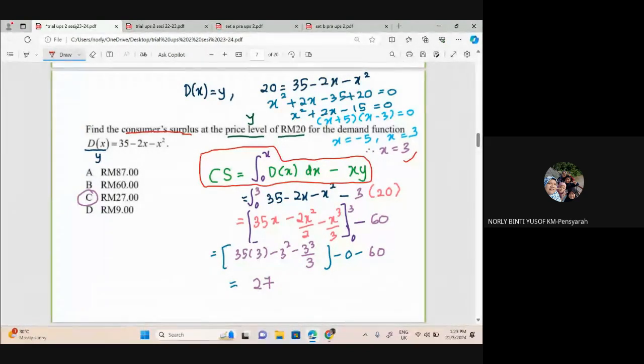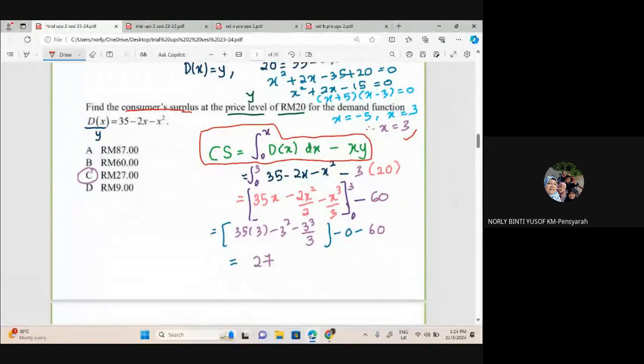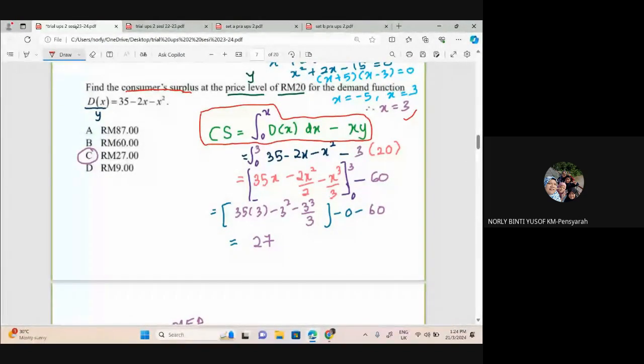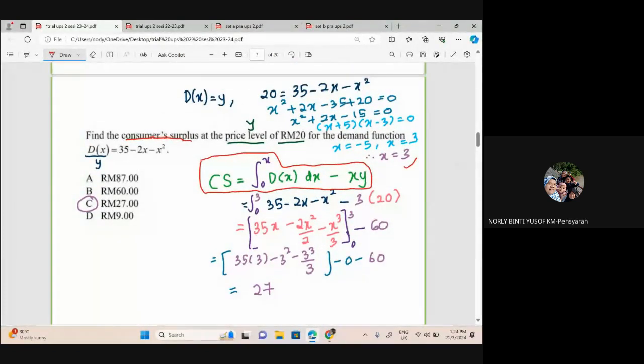So integrate, power increasing. 35x minus 2x squared over 2 minus x to the power 3 over 3. Then you solve as a definite integral. Then solving gives 27. So that is your value for consumer surplus.